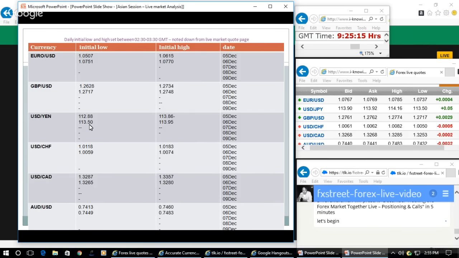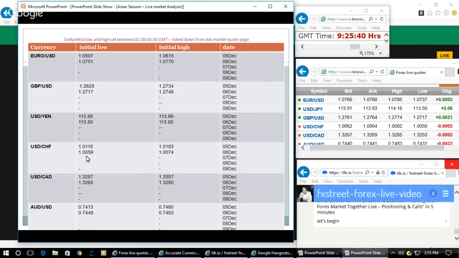In the case of yen, 113.50 is the low which has not been breached. 113.94 is the high. They just breached the high, went up to 114.16 and came below, staying below that of 113.95. Similar to that of euro.